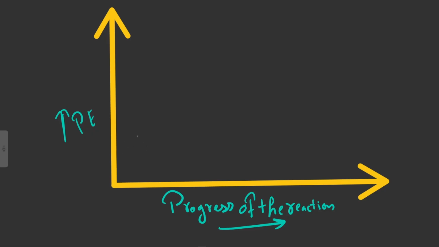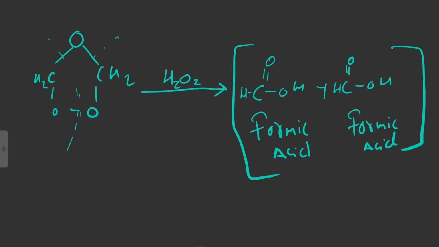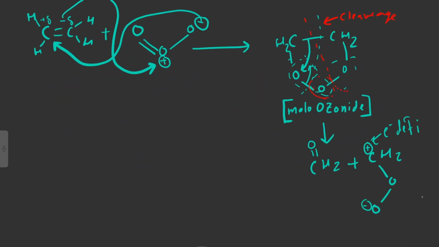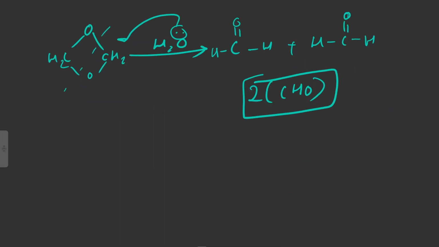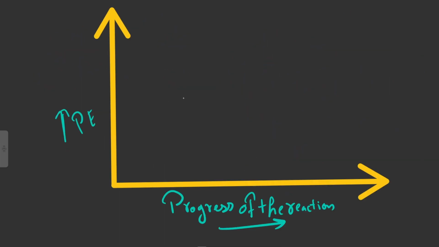So it is a 2-step reaction. Well, not 2, 3 actually, but I like to call it a 2-step reaction because the first step is molozonide, the second step is monozonide, and the third step, so let's call it a three-step reaction, all right? The third step is the hydrolysis or the reaction with peroxide.